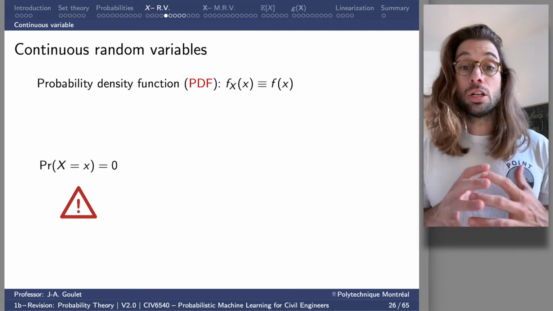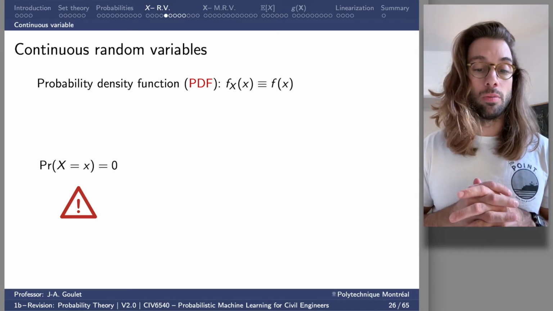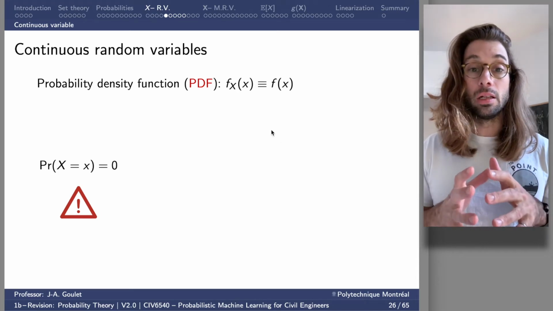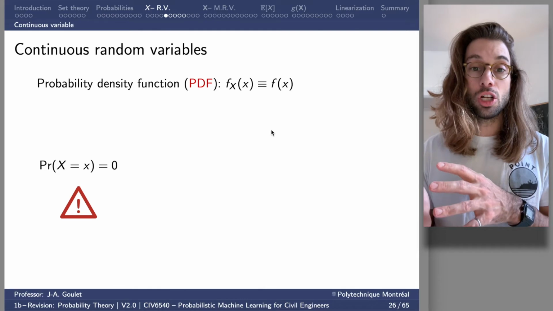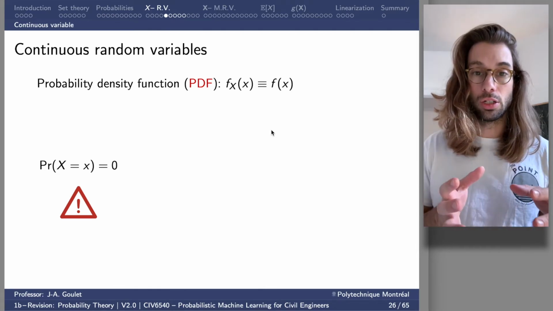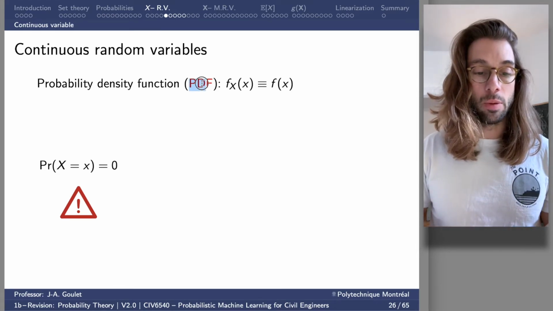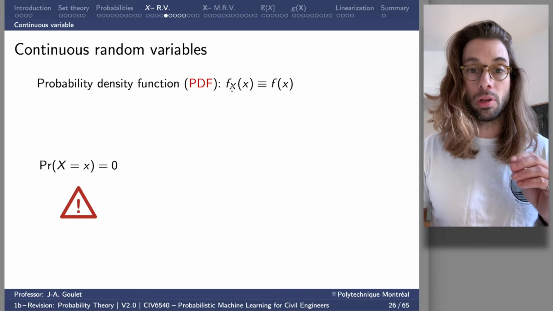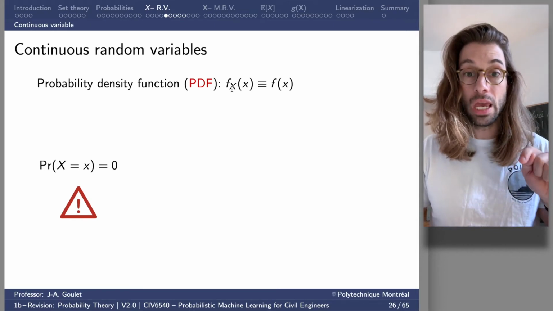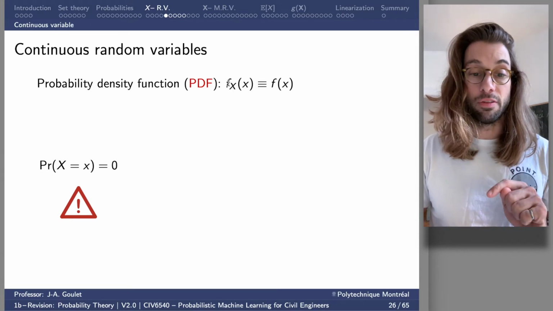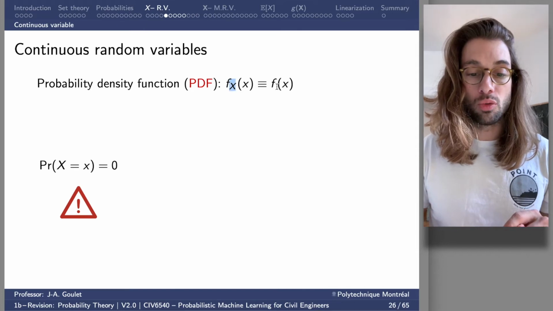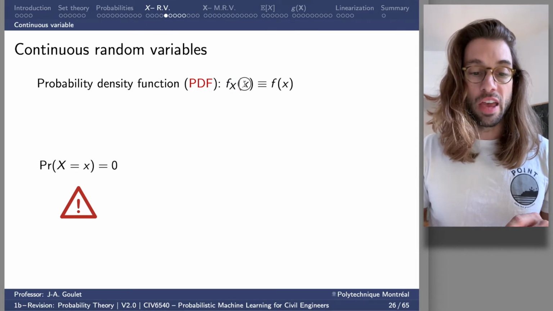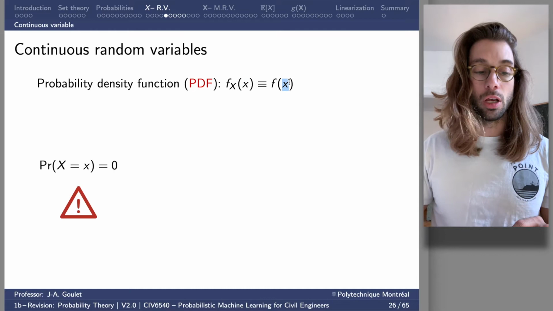Okay, now let's look at continuous random variables. Okay, so now we're going to deal not with a probability mass function, but with a probability density function. This is labeled as PDF, or probability density function, and is described by lowercase f of x. So probability mass function was lowercase p, PDF lowercase f. And here we may or may not refer to the random variable evaluated for a specific outcome x.